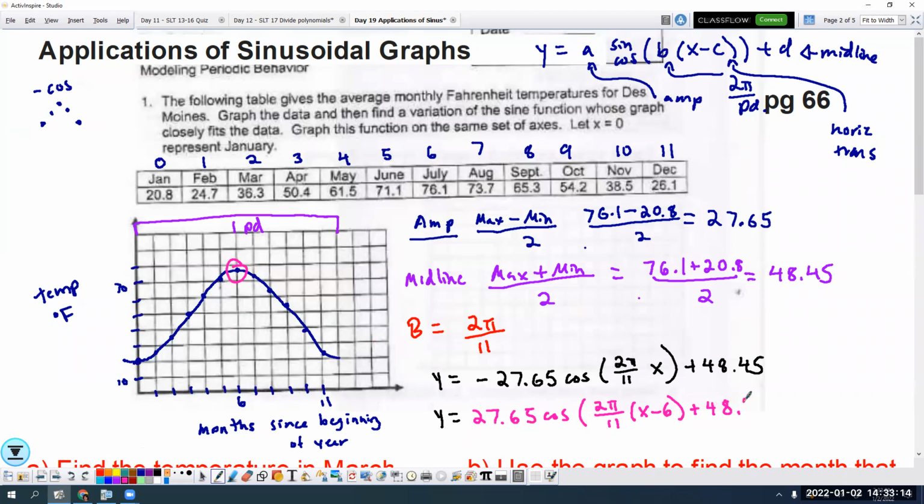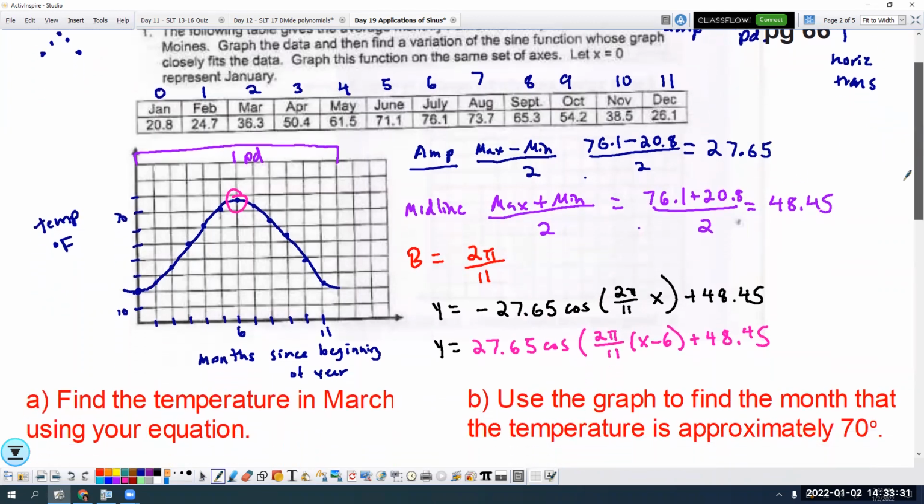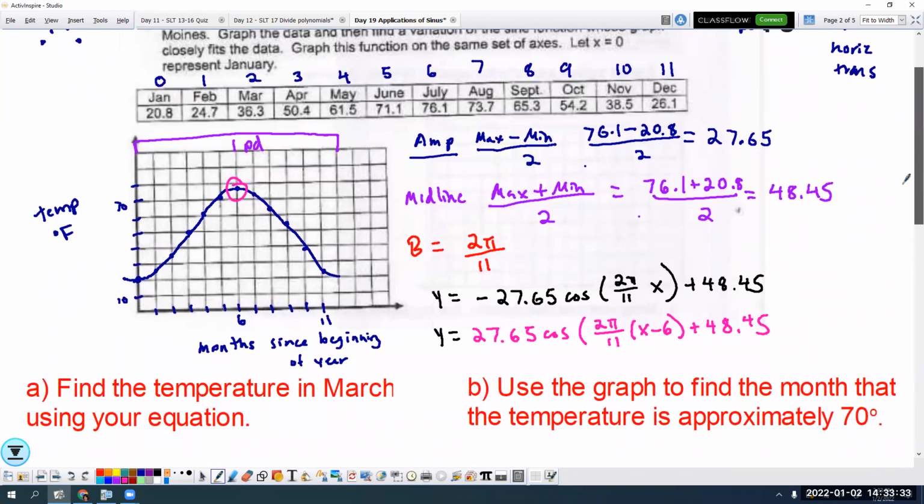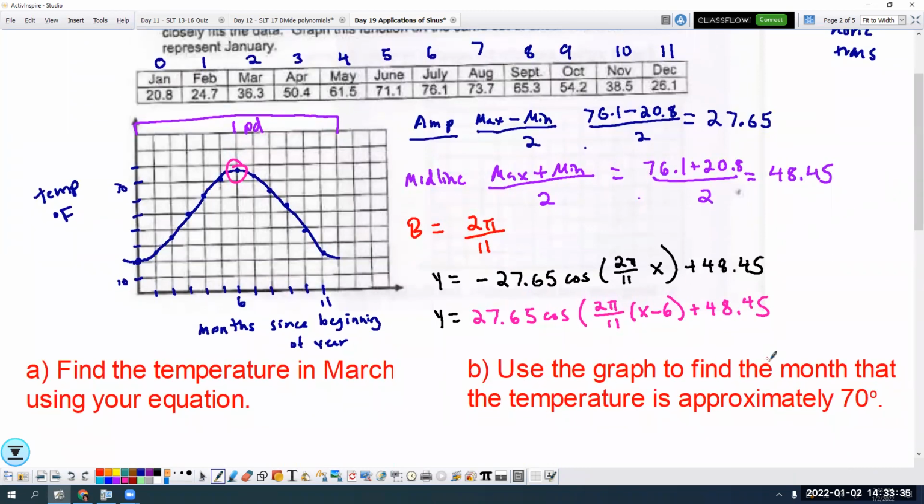So now let's see what else we're asked for. It says, using your prediction equation, find the depths at, wait, that's the wrong problem. Nope, that's pretty much it. But I have 2 additional questions here for you. It says, find the temperature in March using your equation and use the graph to find the temperature that is approximately 70 degrees. So my temperature in March is month 2.